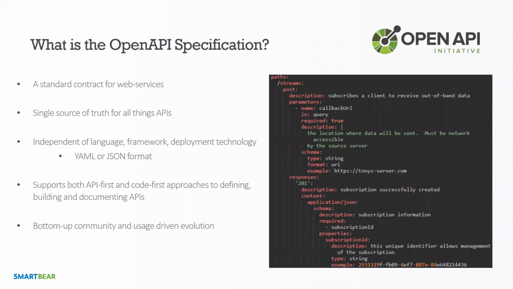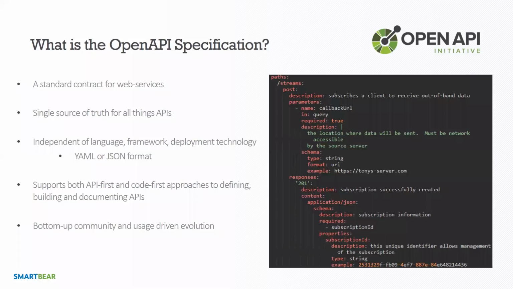Okay. So before we begin, it makes good sense to talk about what is OpenAPI specification. So OpenAPI specification is a standard contract between different RESTful APIs. So it is something very similar to what we had for SOAP. SOAP had a WSDL contract.